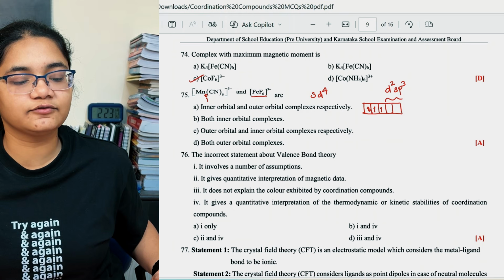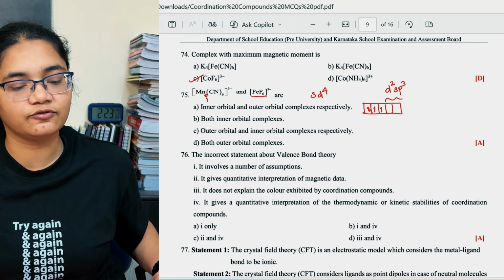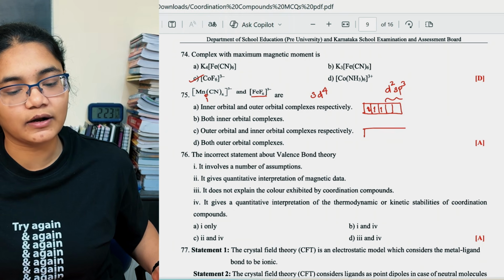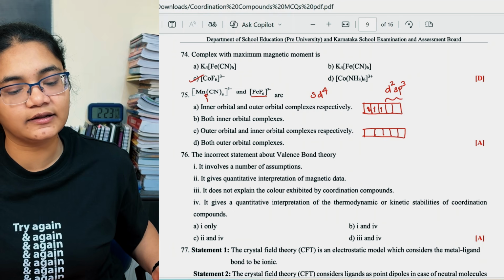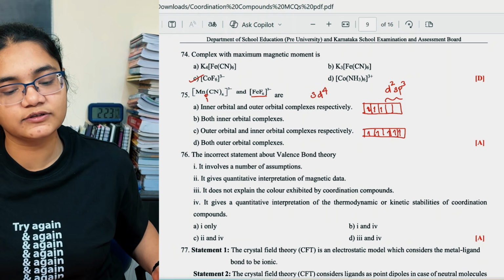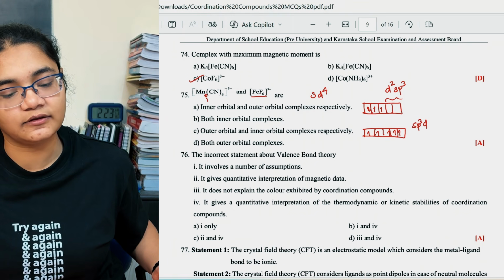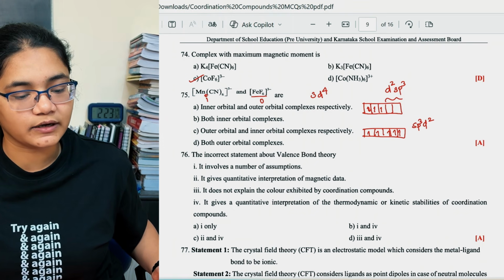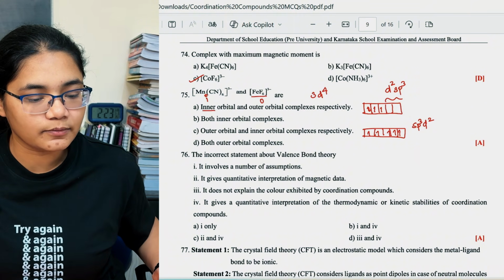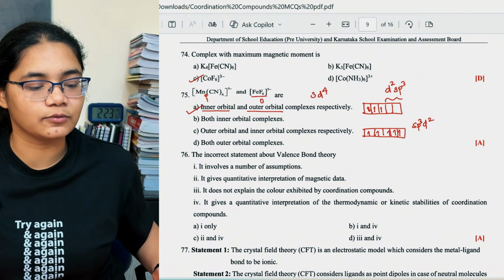Now FeF6, if you see, Fe charge is also +3. So this is also d5. But here what happens? Since F is a weak field ligand, there is no pairing of electrons. Okay, all the electrons are present unpaired. So here the hybridization is sp3d2, which is an outer orbital complex. Okay, so inner orbital complex and outer orbital complex, option number A.